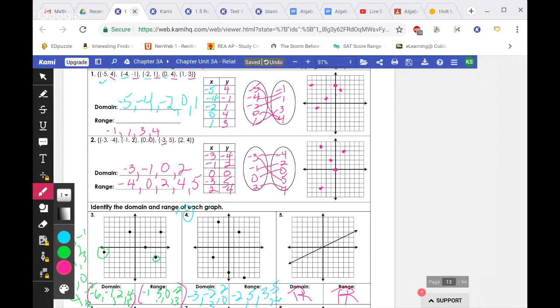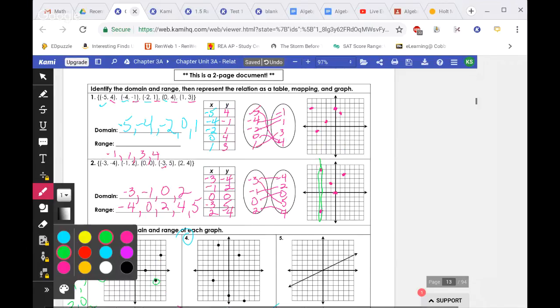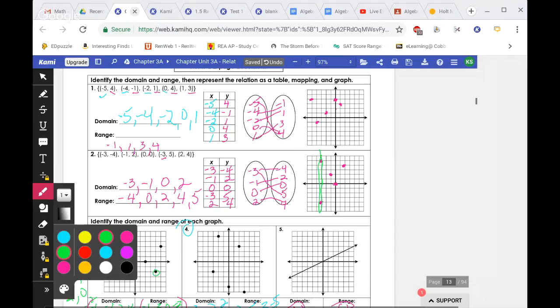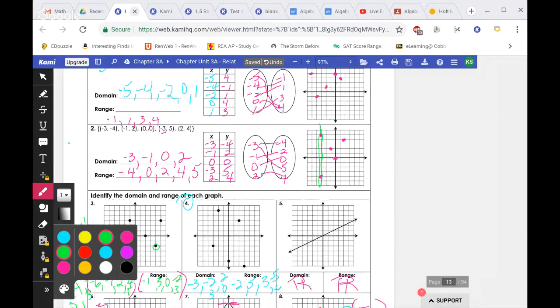Did I miss one? No, I didn't. Here they are. This is our one that does not pass the vertical line test, which shows us that it's not a function. That wasn't a question. I just wanted to go ahead and talk about that a little bit.